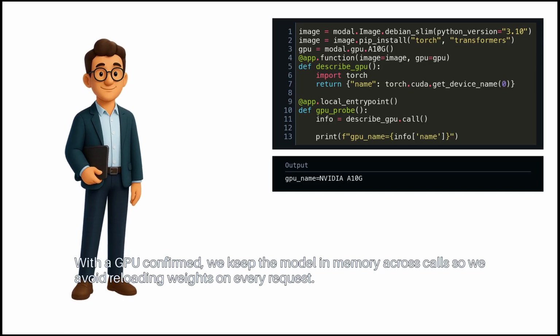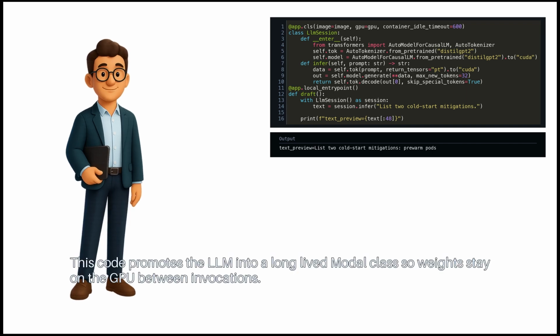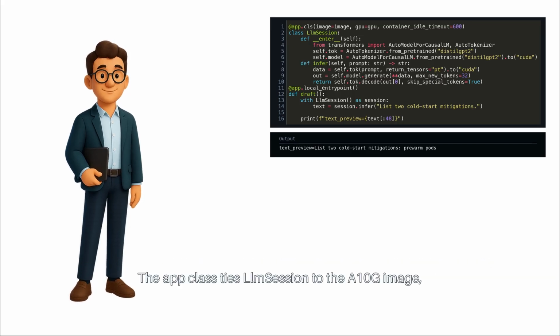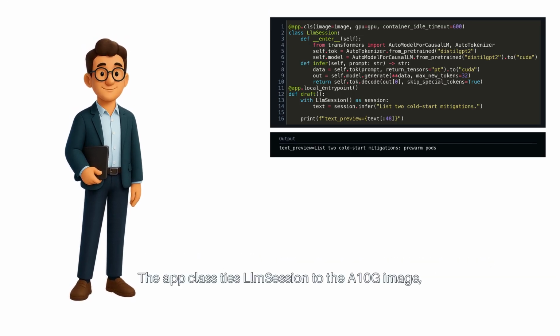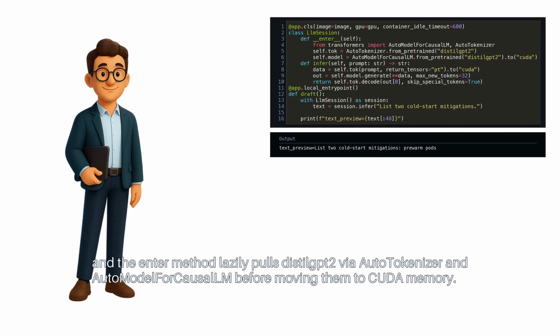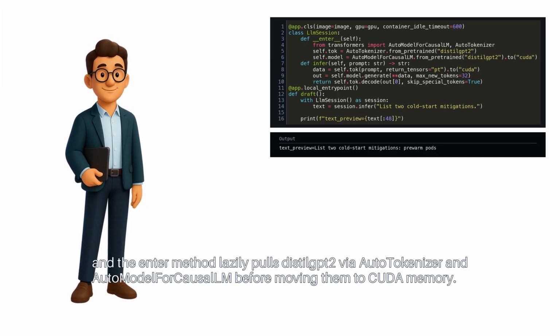With a GPU confirmed, we keep the model in memory across calls, so we avoid reloading weights on every request. This code promotes the LLM into a long-lived Modal class, so weights stay on the GPU between invocations. The app class ties LLM session to the A10G image, and the enter method lazily pulls DistilGPT-2 via AutoTokenizer and AutoModelForCausalLM before moving them to CUDA memory.